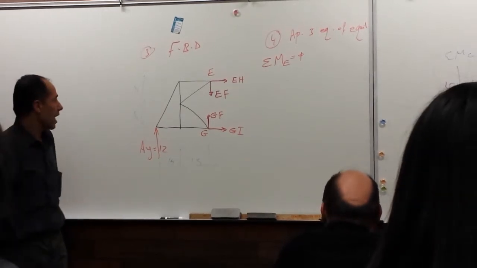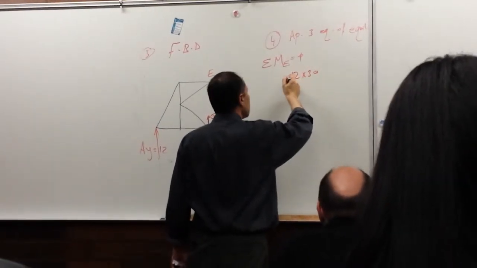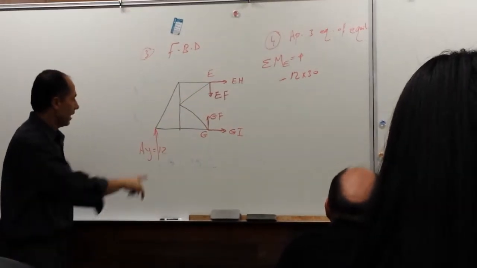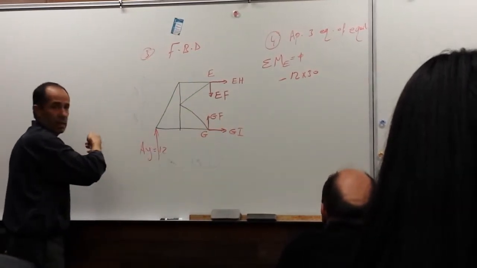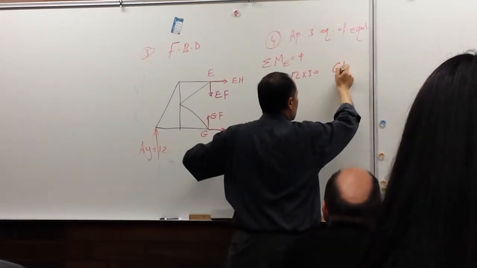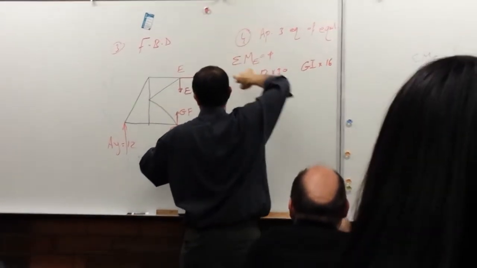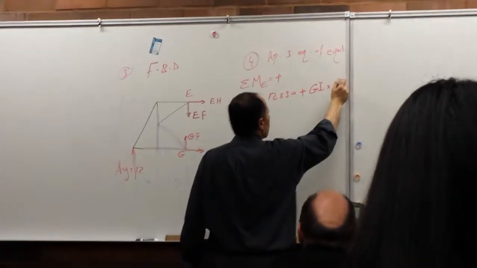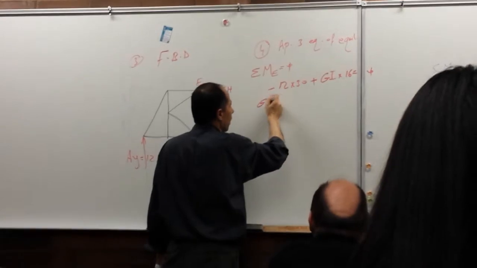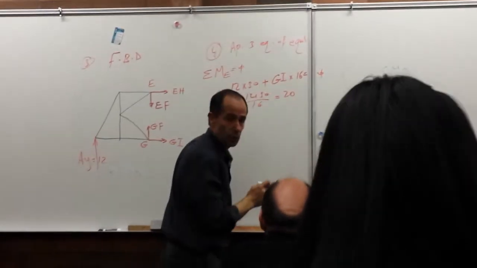Agree? So I have 12 times 30 is going to be negative. Put your finger at E and look at this at 12. It's going to rotate this way. Agree? That's negative. GI times 16 is going to be positive. Equals 0. From here, GI equals 12 times 30 over 16. 22.5.